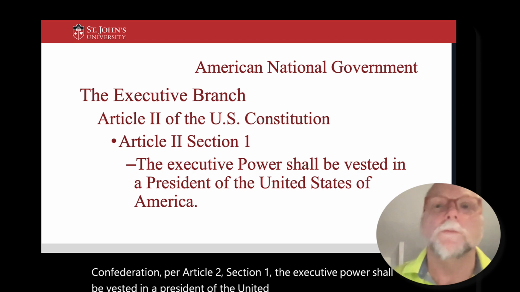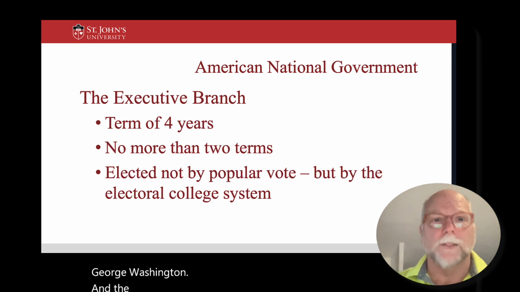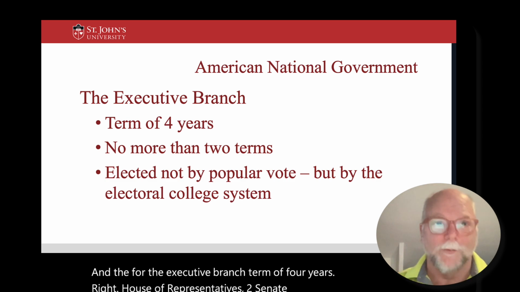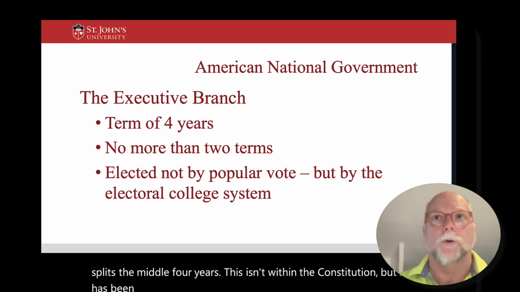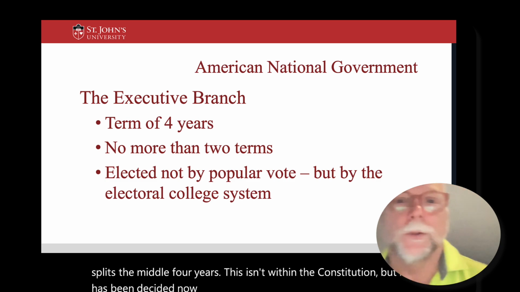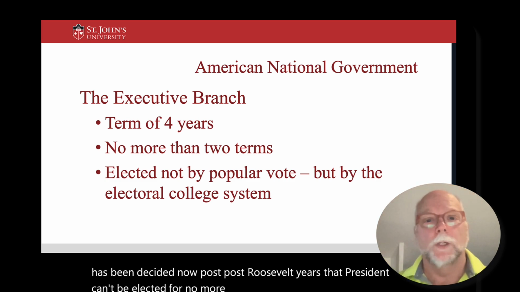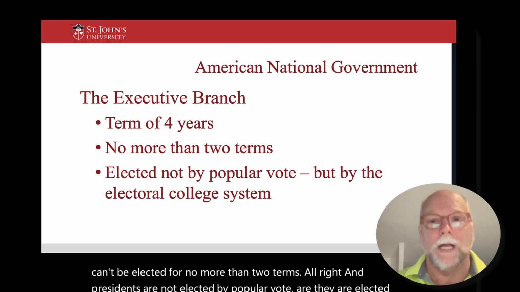And the first president, George Washington. And for the executive branch, a term of 4 years. House of Representatives 2, Senate 6, executive branch splits the middle. 4 years. This isn't within the Constitution, but it has been decided now, post Roosevelt years, that a president can't be elected for more than 2 terms. All right, and presidents are not elected by popular vote. They are elected by an electoral college system.